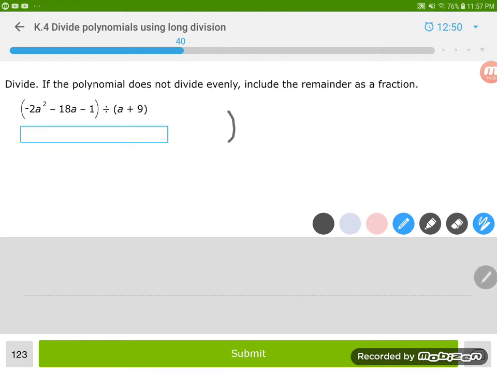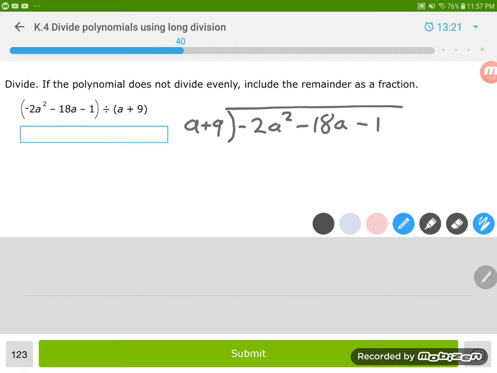Alright. So, we're going to set up our division symbol. And it's a little longer, so give yourself some space. And a plus 9 will go on the outside. And then we will have negative 2a squared minus 18a minus 1. Okay, so same process, just a little bit longer, and you're going to see we're actually going to have to repeat our cycle 2 times to get through this whole division process.